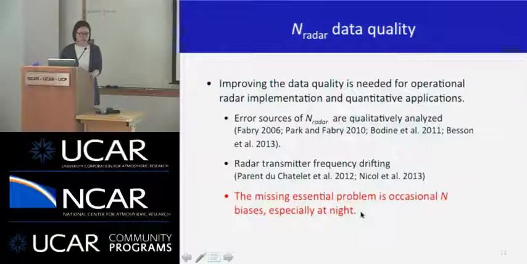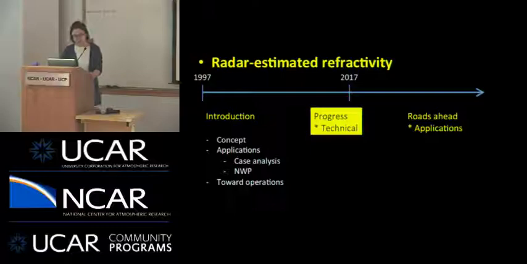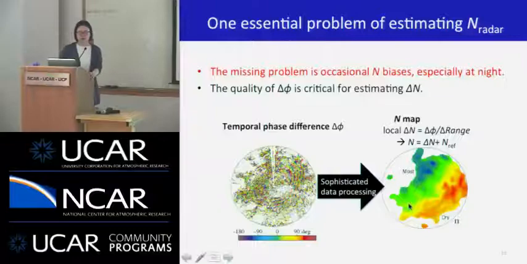So now we are going to the technical part. We know the refractivity is estimated from the phase measurements. But the phase measurement is really, really noisy. And how do you extract the useful information from this noisy field? It really requires a lot of sophisticated data processing procedures. But we know the quality of the phase definitely affects the refractivity changes.